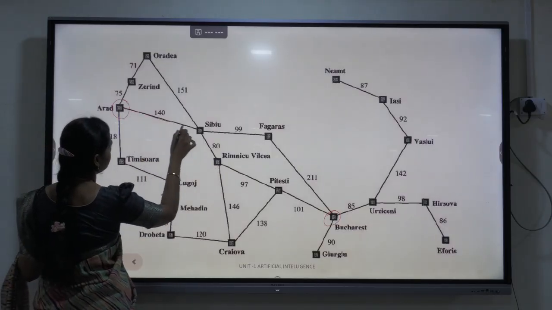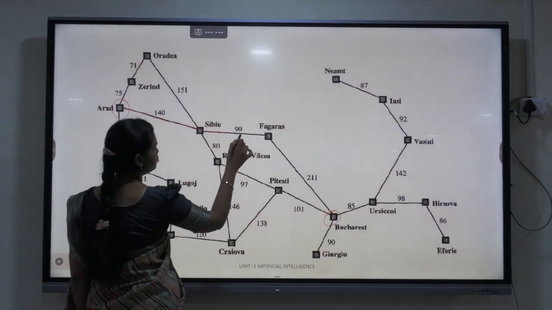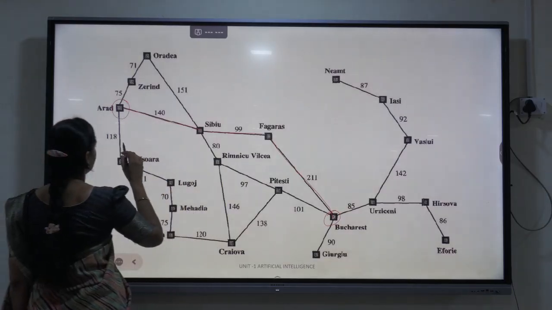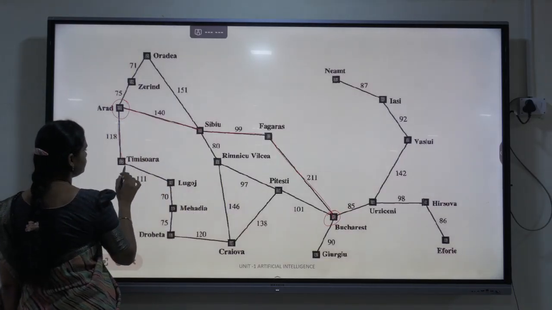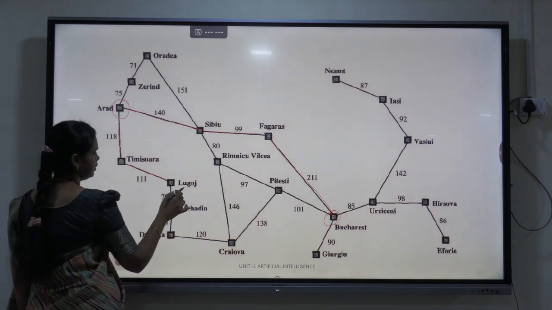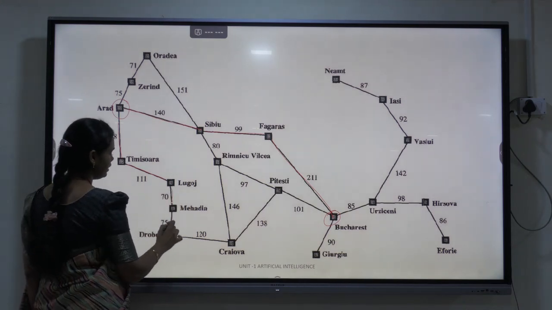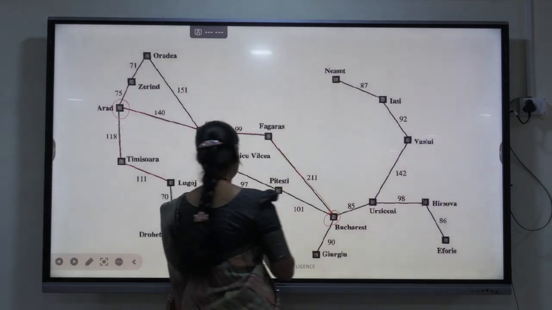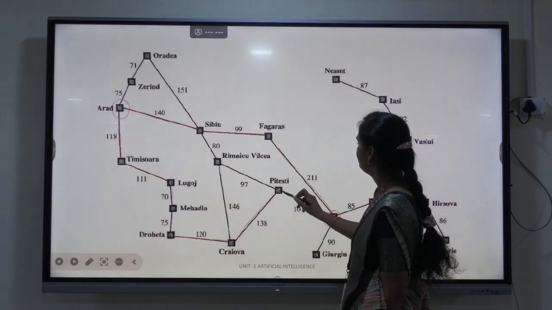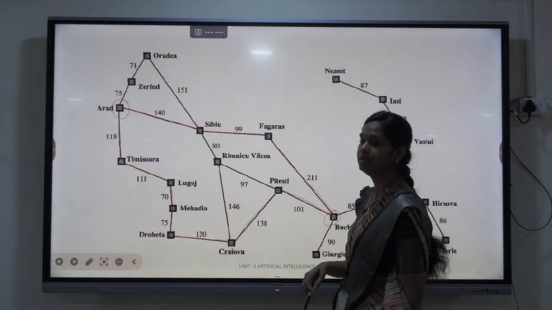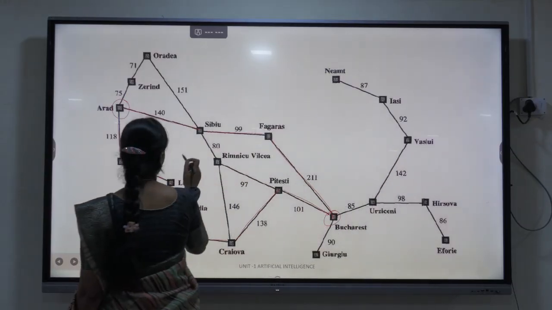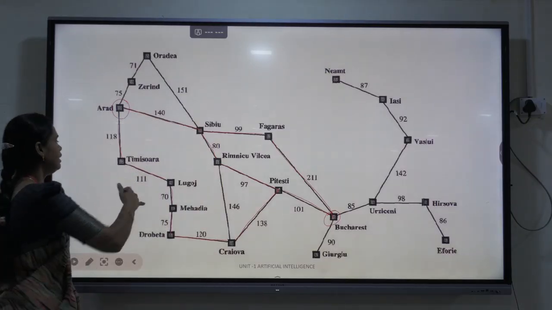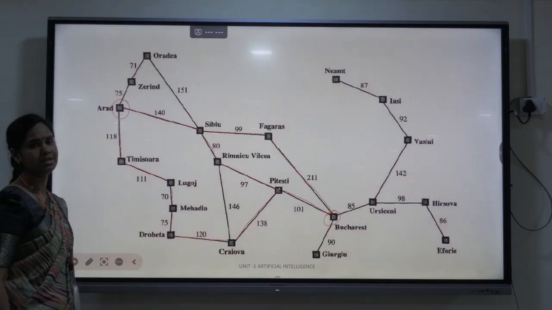From Arad you can come to Sibiu, then Fagaras, then to Bucharest. Or else you can come from Arad to Timisoara, then Lugoj, then Mehadia, then Drobeta, then Craiova, then Pitesti and Bucharest. Or else you can come via this route also and reach Bucharest. There are multiple paths to reach the destination.